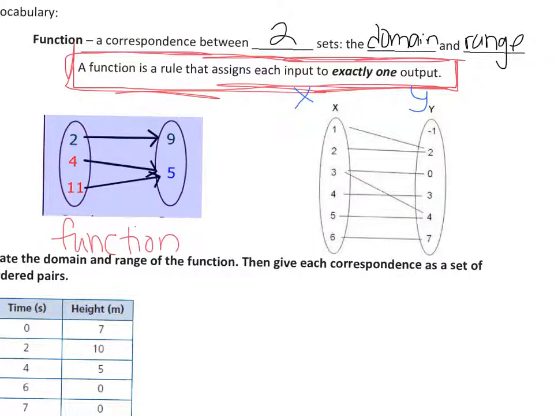Why is this second one not a function? Because you cannot have x go to more than one y. Right. The 1's fine, the 2's fine, but this 3 maps to the 0 and it maps to the 4. So right there, that one correspondence makes it not a function.